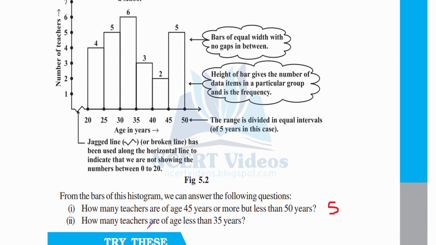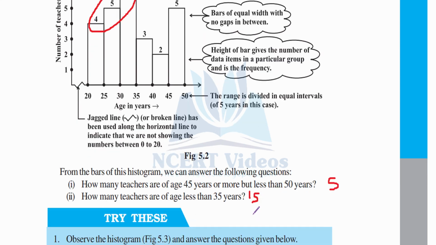Second part: how many teachers are of age less than 35 years? That is, up to 34 years, because we discussed that someone who falls at 35 years will be considered under this height. So less than 35 means up to 34. So the frequencies of these three groups we have to add. So 6 plus 4 is 10, 10 plus 5 is 15. So the answer for this is 15. Now try these.